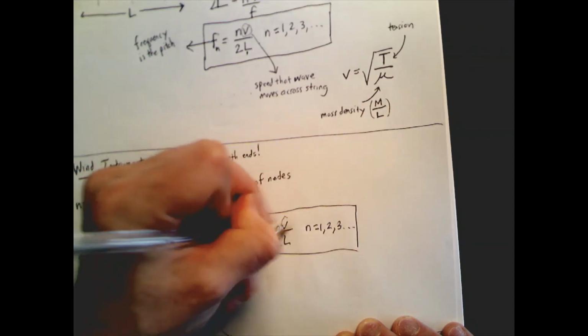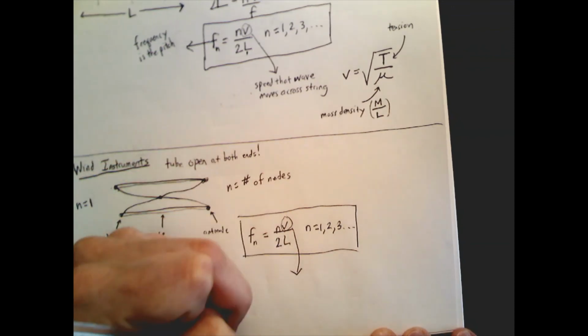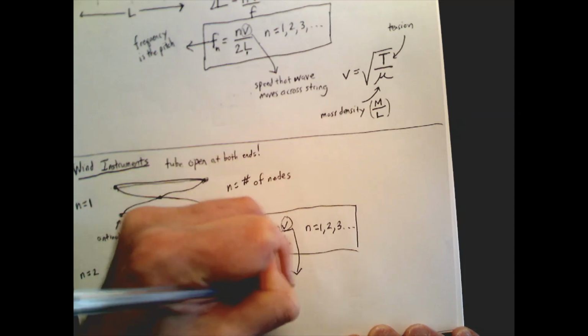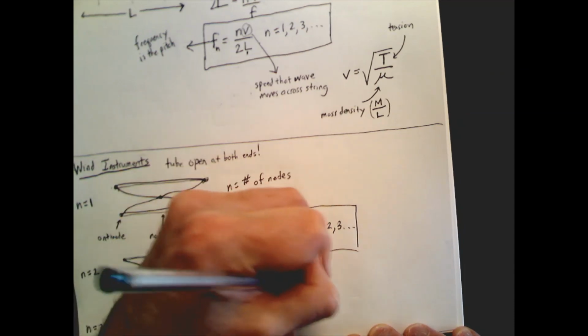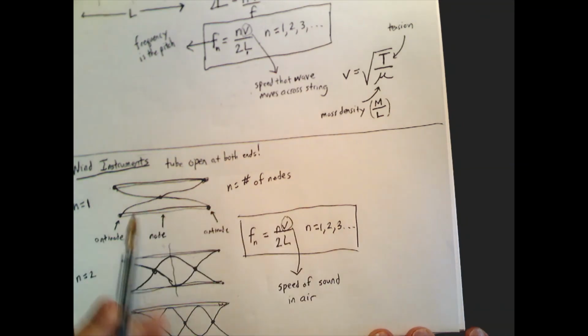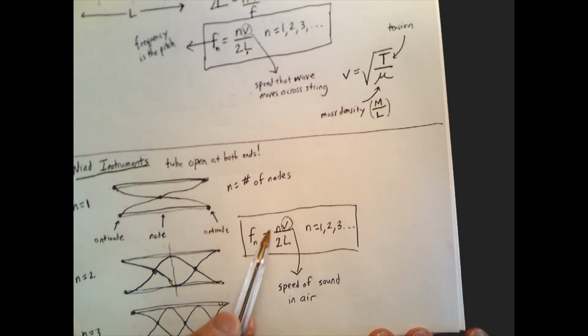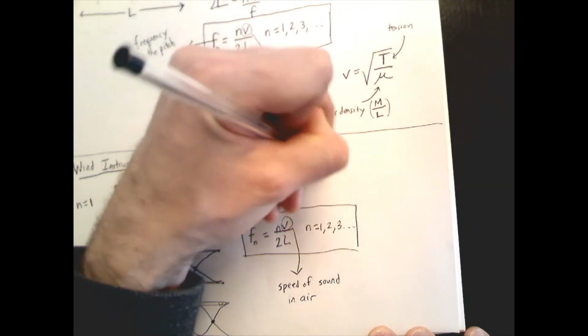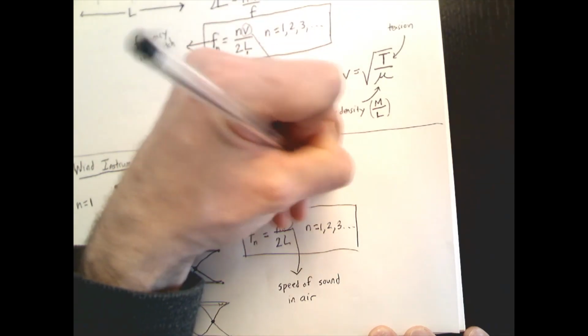But here, v is not the speed of the wave along the string, it is the speed of sound in air. So that's actually the rate that the sound waves are moving inside the pipe. L is still the length from one end of the pipe to the other, and n is the mode or harmonic that we are currently looking at. This is how wind instruments like the flute work, or even like an organ pipe.